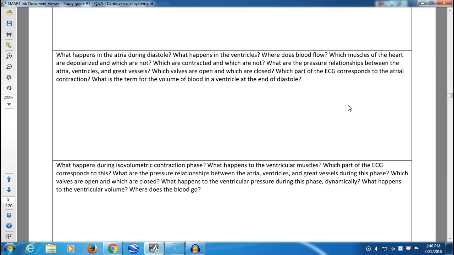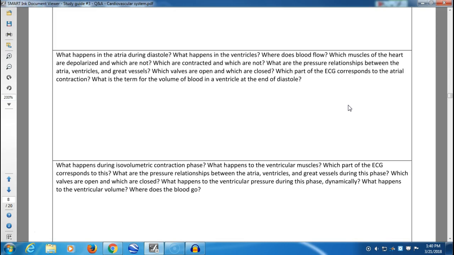Now the pressure in the ventricle is highest, lowest, in the middle? In the middle, because semilunar is still closed. Aortic pressure is still higher than ventricular, but ventricular is higher than atrial. Does that make sense? Good?